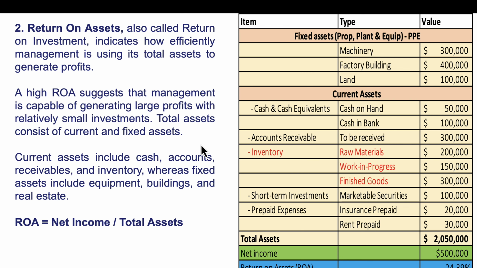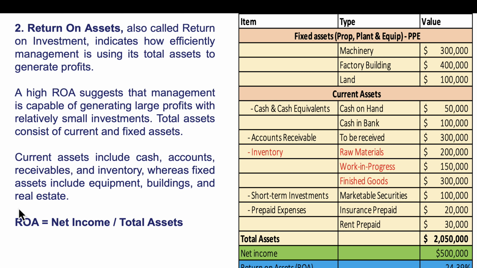Now, an organization has different types of assets. It has fixed assets. Some examples of fixed assets include property, plant, and equipment, also called PPE. And then there are also current assets, which include cash, accounts receivable, short-term investment, and prepaid expenses. But in the context of operations and supply chain management, the most important type of current asset is inventory, which comprises raw material, work in progress, and finished goods.